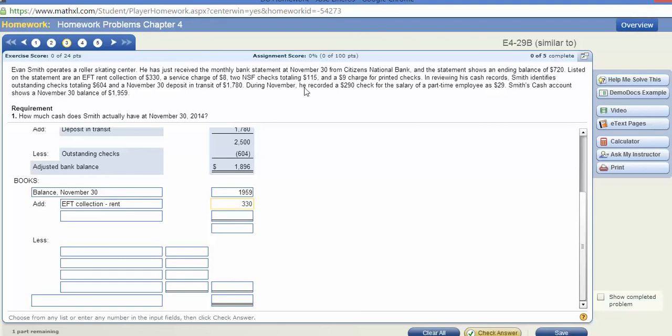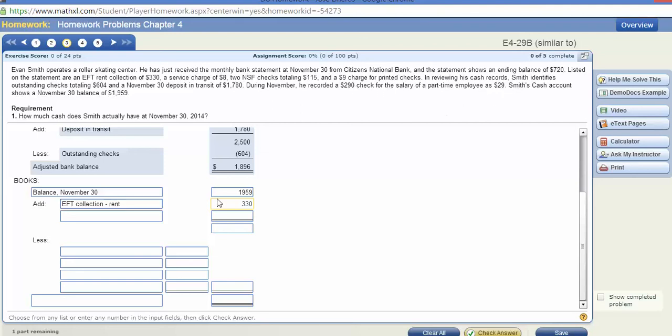And during November, he recorded a $290 check for the salary. So this is a mistake. It was recorded as 29, so the books dropped it by $29, but it should have been $290. So we should be out more. We shouldn't be out 29. This is a mistake. It should have been this much. Notice that you have to be careful when you read this. It says he recorded a $290 check as 29. So 29 is what's in the books.